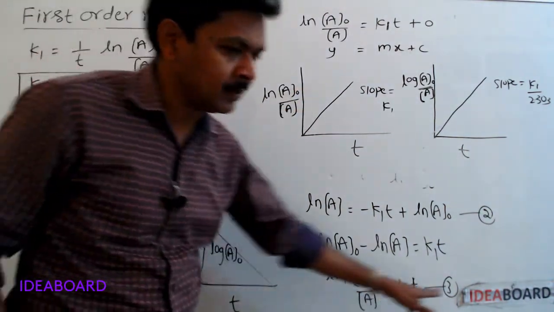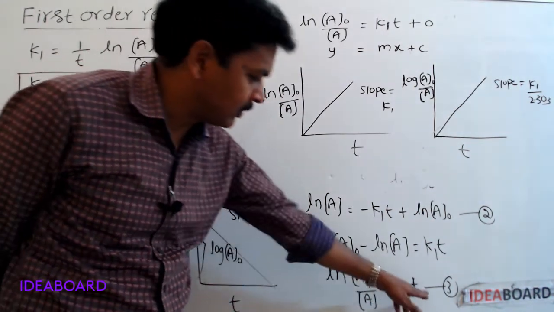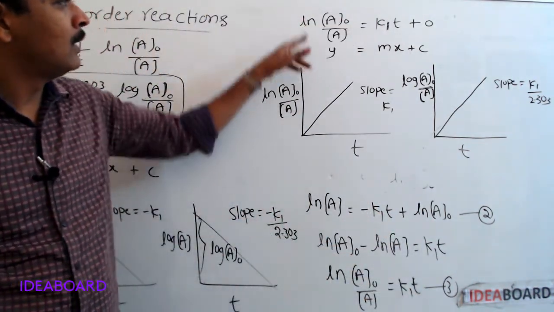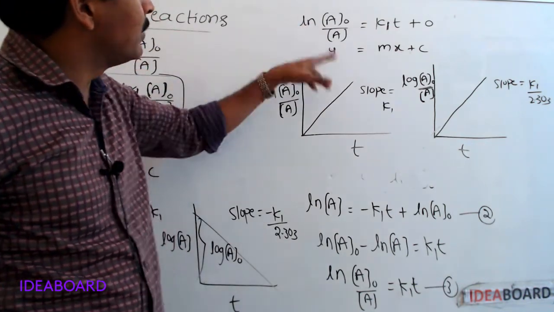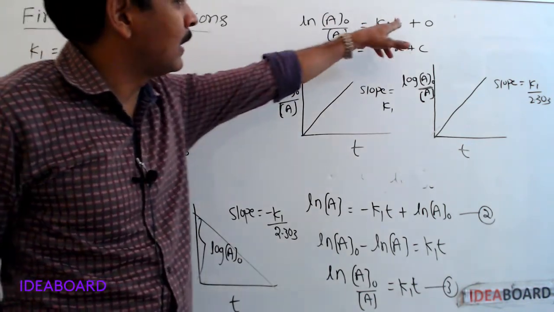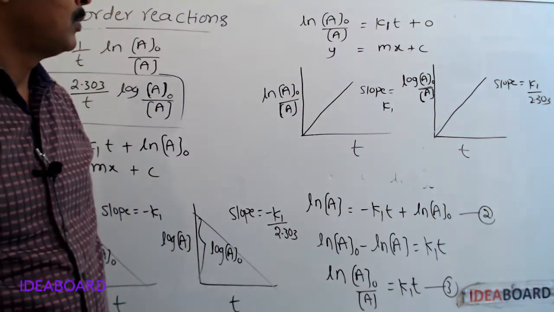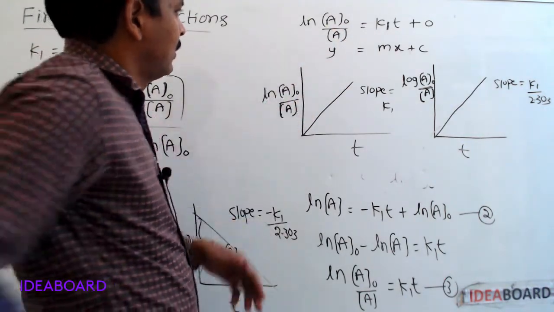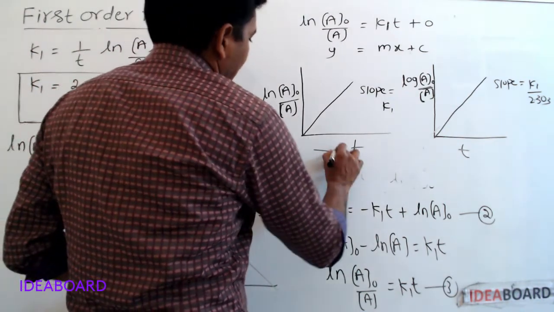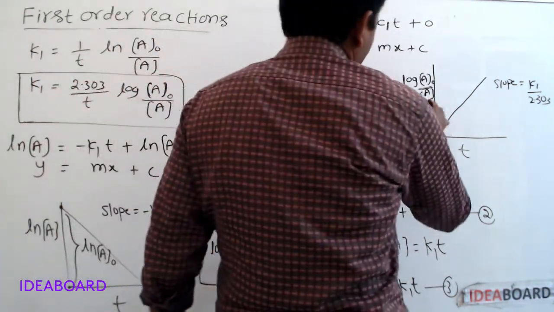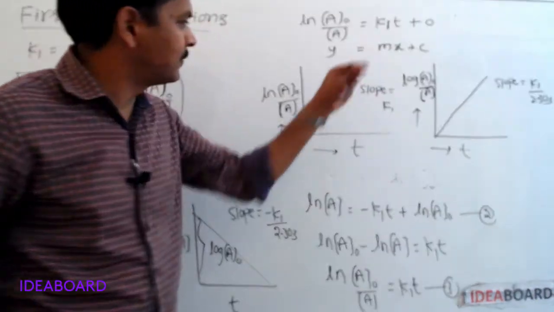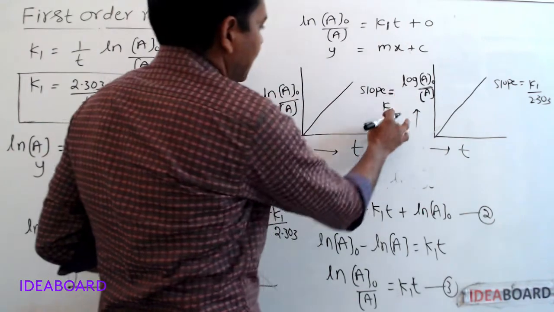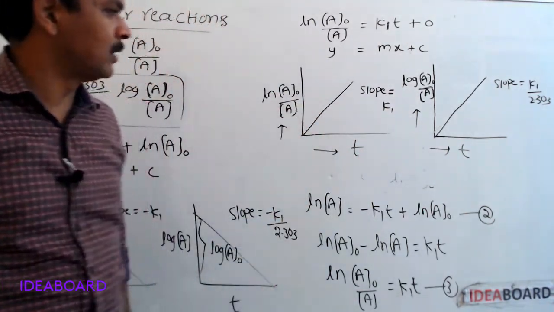From this third equation, which is similar to y equal to mx plus c, a graph is plotted between ln a naught by a and t, by taking ln a naught by a on the y axis and time on the x axis. A straight line is obtained which passes through the origin. Its slope is k1.